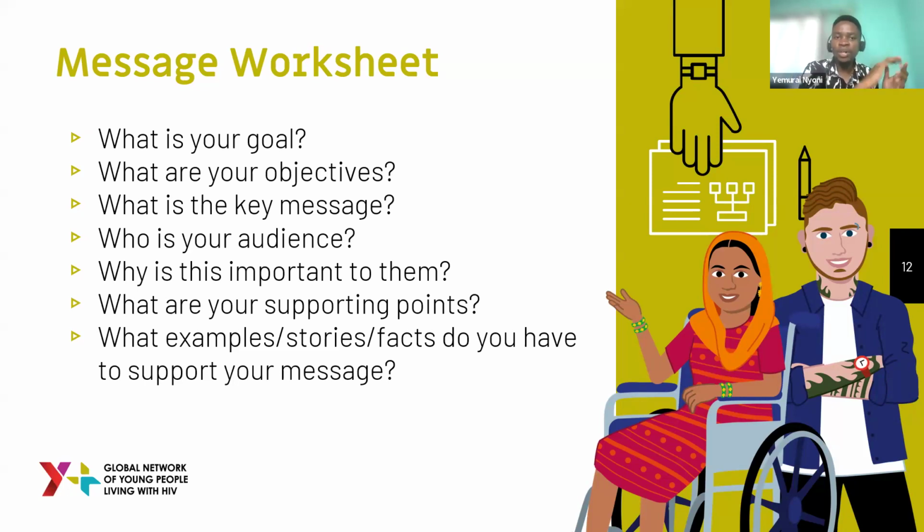And then you highlight, who is your audience? So your primary audience, especially. Why is this issue important to them? So in terms of importance, you can even write at least 3 bullet points that can help you unpack answers to that question. And then what are your supporting points? So you've got your message. Now, what are your supporting points? Okay, we need to end child marriage through changing policies, etc.